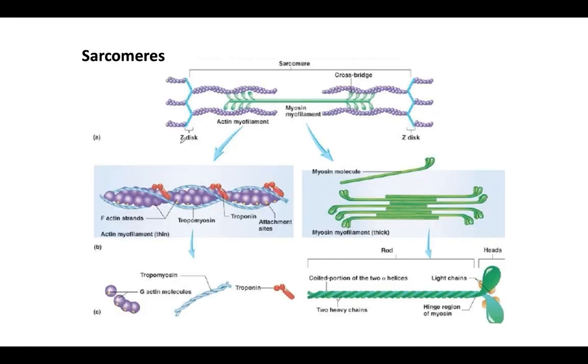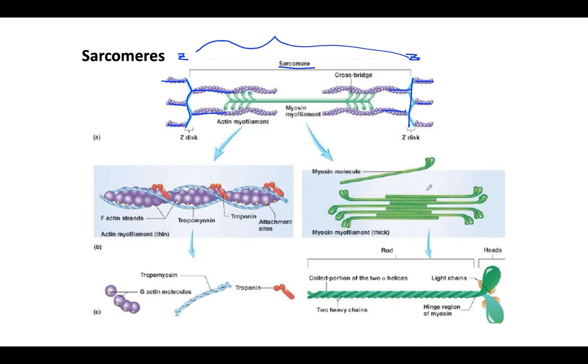Let's review one more time. Here's Z line. Here's the other end of Z line. Between two Z lines, we call sarcomere. And here's Z line. What kind of filament attaches to Z line? Always actin myofilament. Actin filament, thin filament, is attached to Z line. Here's Z line and actin filament attached to Z line. And here's thick filament, myosin myofilament.